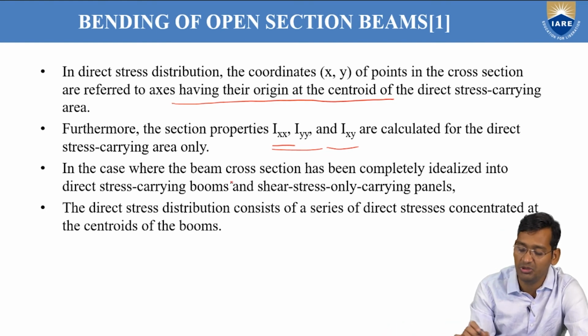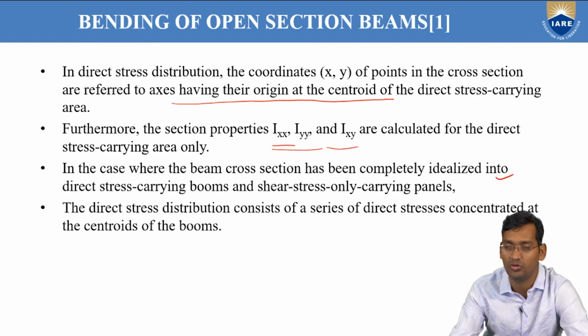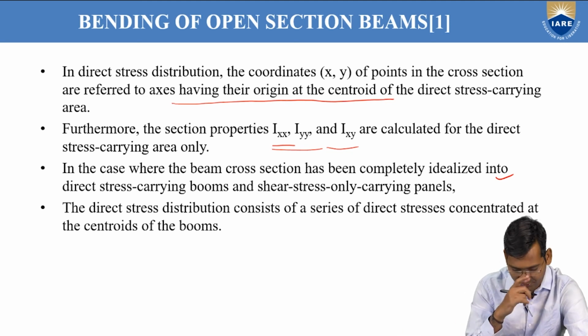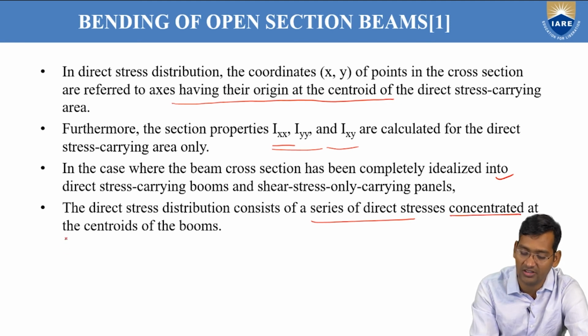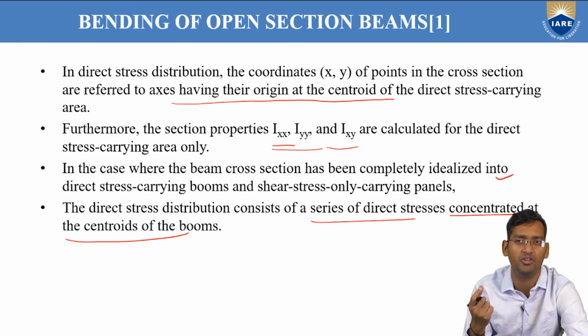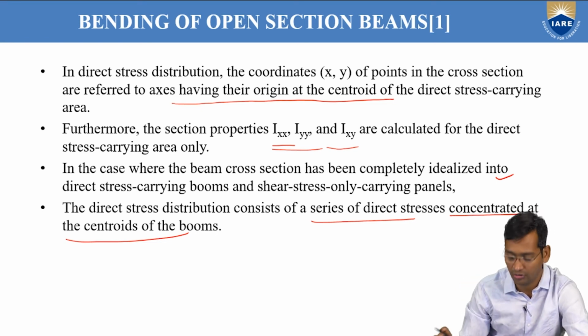In the case where the beam cross section has been completely idealized into direct stress carrying booms and shear stress only carrying panels, means now both are separated. So the boom is carrying only the direct stress and the skin is carrying only the shear stress. The direct stress distribution consists of a series of direct stresses concentrated at the centroid of the boom. Because its size is very small already, we assume this for stringer or spar. So what we are considering is that the direct stress is concentrated at the centroid of the boom.